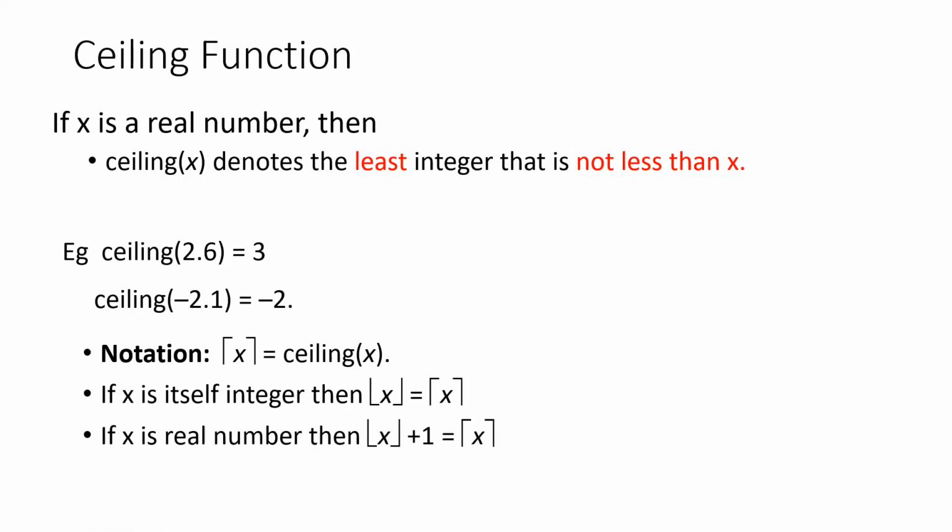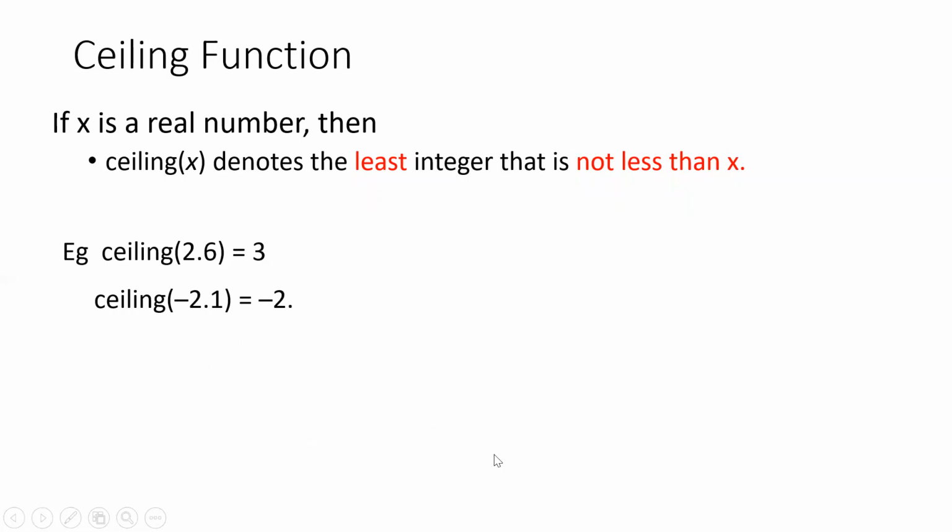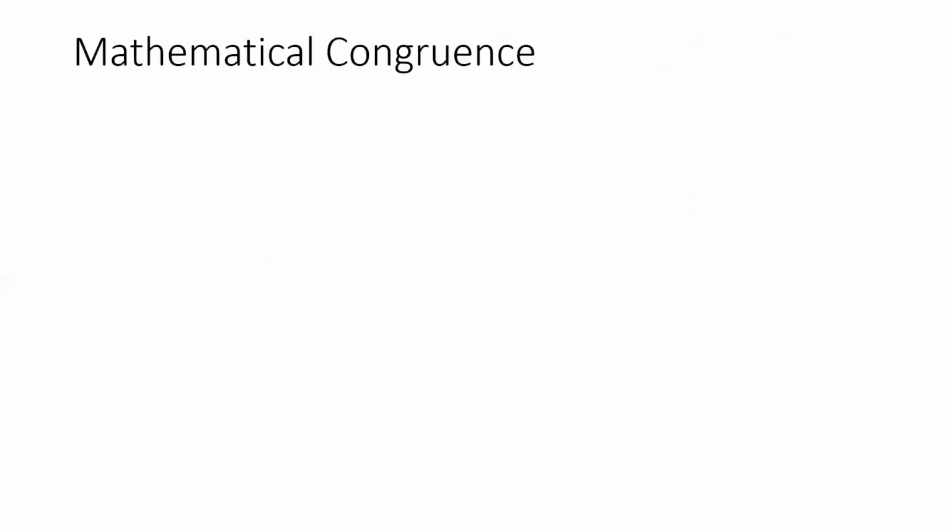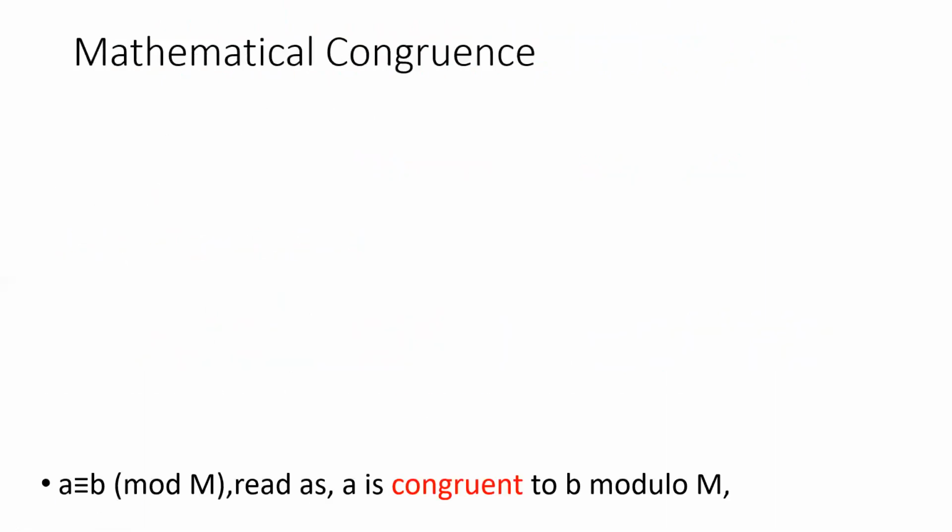Now, one more relationship is there between the floor and ceiling of a real number. Just now I told the floor and ceiling of an integer, that the floor of an integer is equal to the ceiling of an integer. Now, if you find the floor of a real number and then add 1 to that, you will get the ceiling of the real number. Understood? So here in this example, which I had shown here, sorry.